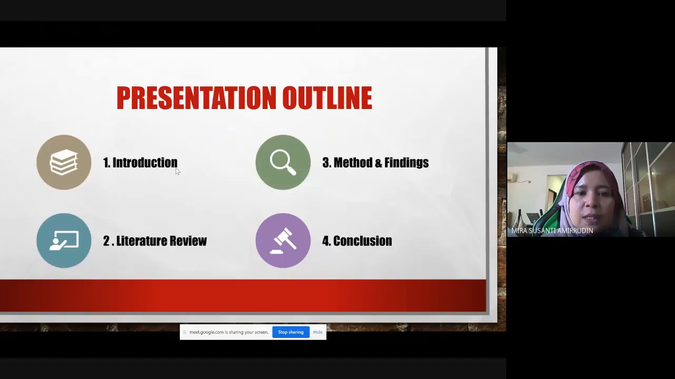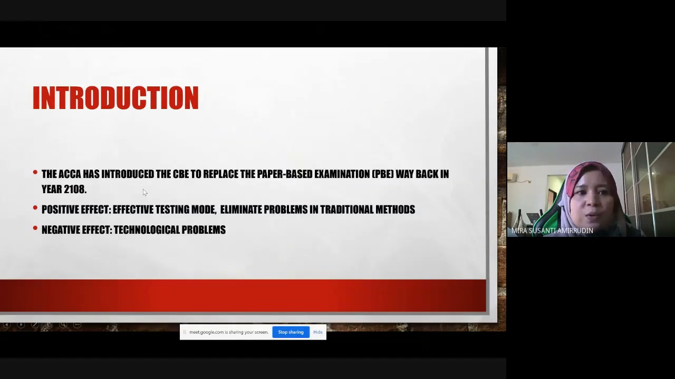Okay, so the presentation outline, we are going to discuss the introduction of this paper, the literature review, methods and findings, and also the conclusion. For the introduction, actually the ACCA has introduced the computer-based exam, or the CBE, way back in the year 2018.